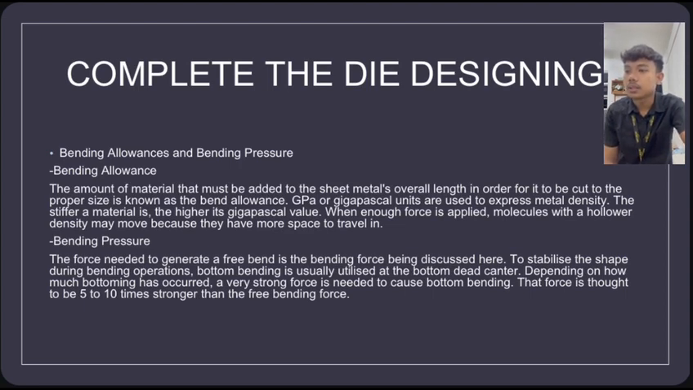Bending pressure: the force needed to generate a free bend is the bending force being discussed here. To stabilize the shape during the bending operation, bottom bending is usually utilized at the bottom dead center. Depending on how much bottoming has occurred, a very strong force is needed to cause bottom bending. That force is thought to be 5 to 10 times stronger than the free bending force.